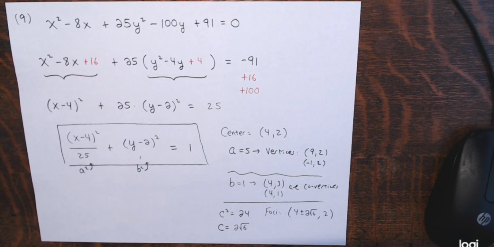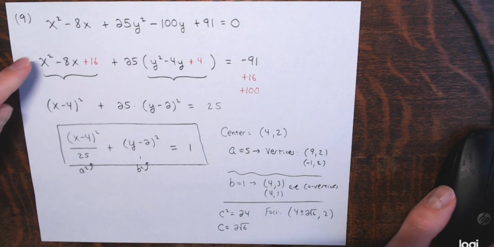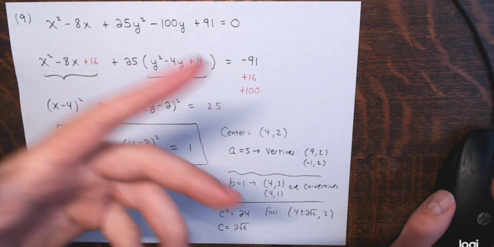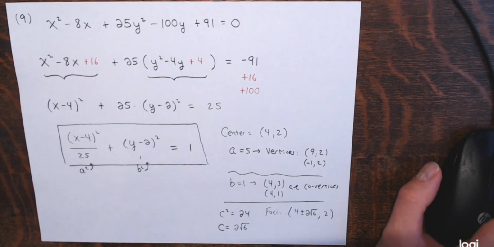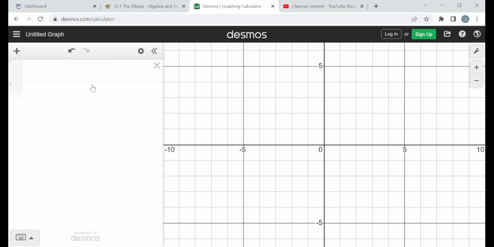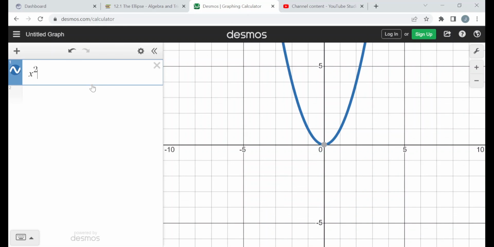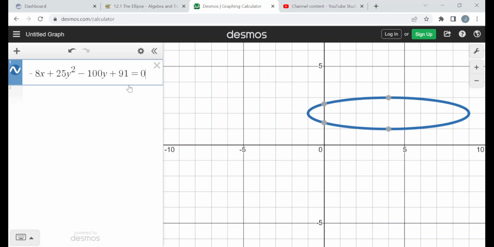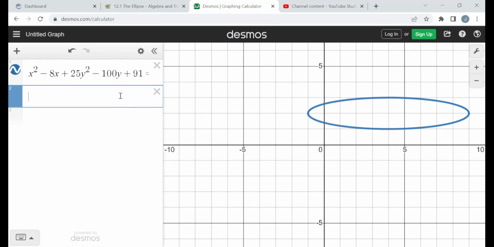All right, and then there's one final check here. I'm going to put this equation into Desmos and see if all these vertices and co-vertices match up, see if those are correct. So that final equation I was given is x squared minus 8x plus 25y squared minus 100y plus 91 equals 0. And the center should be at (4, 2).